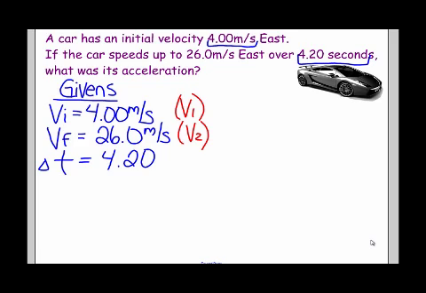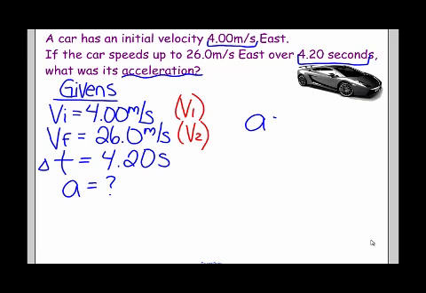Then it says, what is the acceleration? So at the bottom of my givens, I will put acceleration equals question mark, meaning I'm not sure what that is. So now that I have my givens sorted like that, it makes it a little bit easier for me to pick my formula and figure out where everything goes.